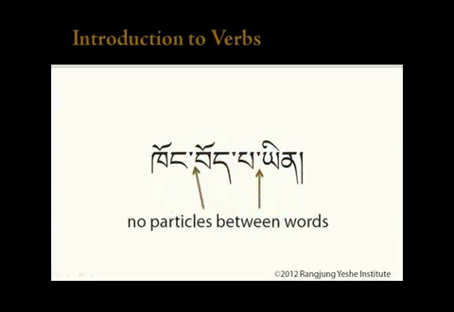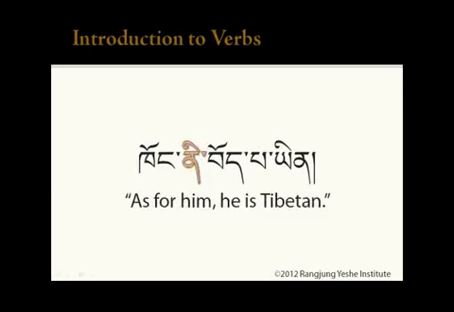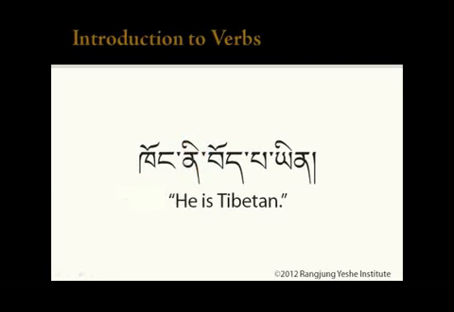With a copular sentence, that is, a sentence that uses a linking verb, neither the subject nor the predicate needs to have any particles to mark them. But sometimes you will find the emphatic particle ni placed after the subject to clarify. For example, Kong bupa yin can also be written as Kong ni bupa yin. Literally, as for him, he is Tibetan. But usually it's redundant to say it like that, and it's okay to just say, he is Tibetan.